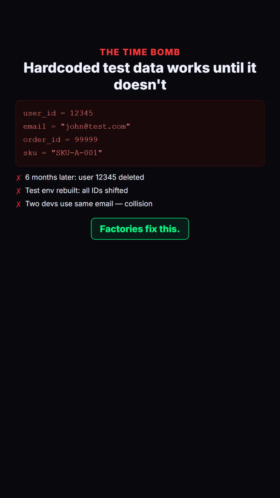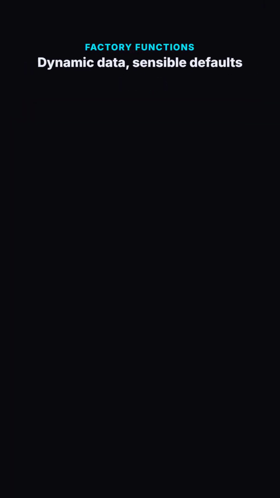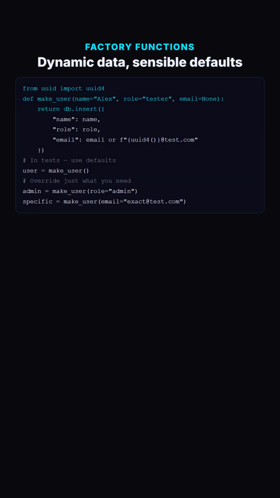In this episode, we are covering the main approaches. Factory functions and fixtures for generating data programmatically. Parameterization for driving many test cases from one function. External data files for large datasets. And the patterns that keep your database clean between runs. Good test data management is what separates a suite that degrades over time from one that stays reliable as your system grows. Let us start with the most common pattern, factory functions.